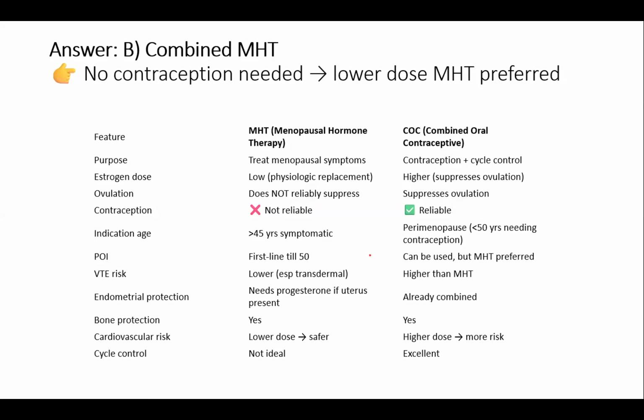If hot flushes are severe, SSRIs. If vaginal dryness is severe, local vaginal estrogen will not cause any high risk. And if there are no other options and you have to give only MHT, then only you tell the risk and then give it.